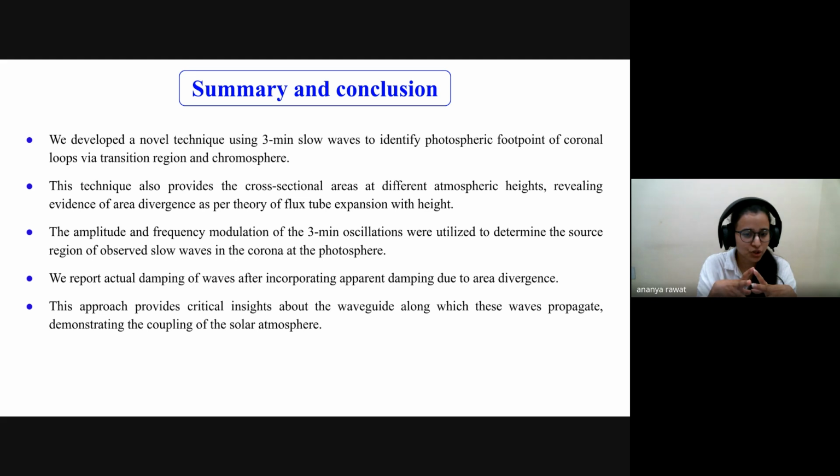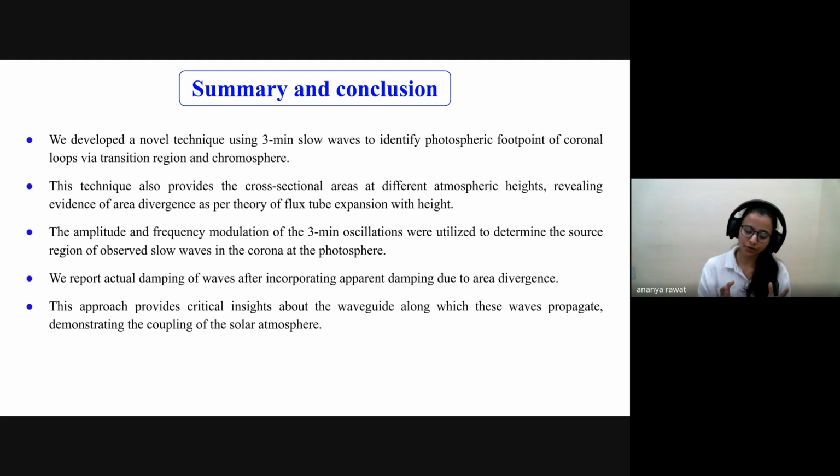This approach provides us insight about the waveguide in which these waves are propagating, and this demonstrates the coupling of the solar atmosphere. As I said, to study the coronal heating problem, which is one of the long-standing problems in the solar atmosphere, it is very important to understand the coupling of the solar atmosphere.